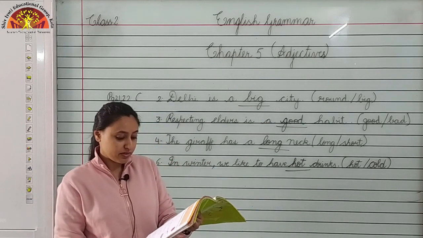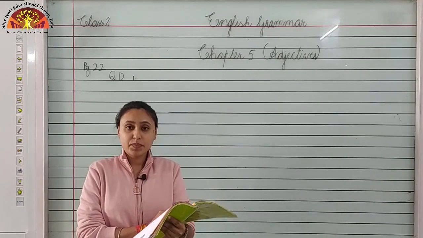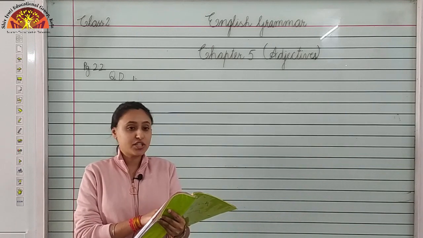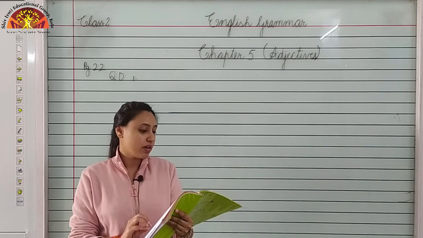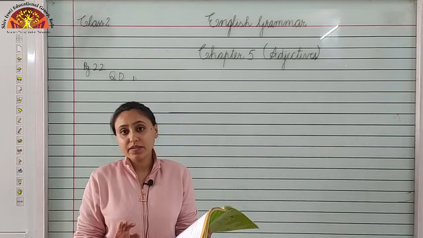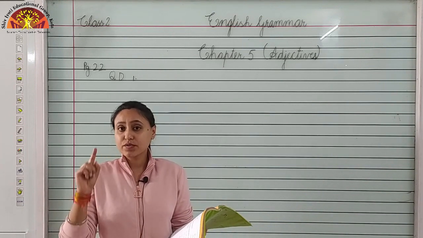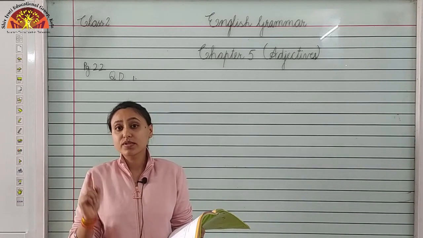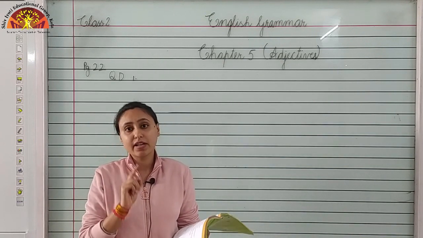Okay. Now children, we move to next questions. Question D. Children, open page number 22. Question D. Rewrite the sentences using the opposites of the underlined adjective. So children, some sentences are given to you. In that, one word is underlined. So you have to rewrite the sentence using opposite of the underlined word.